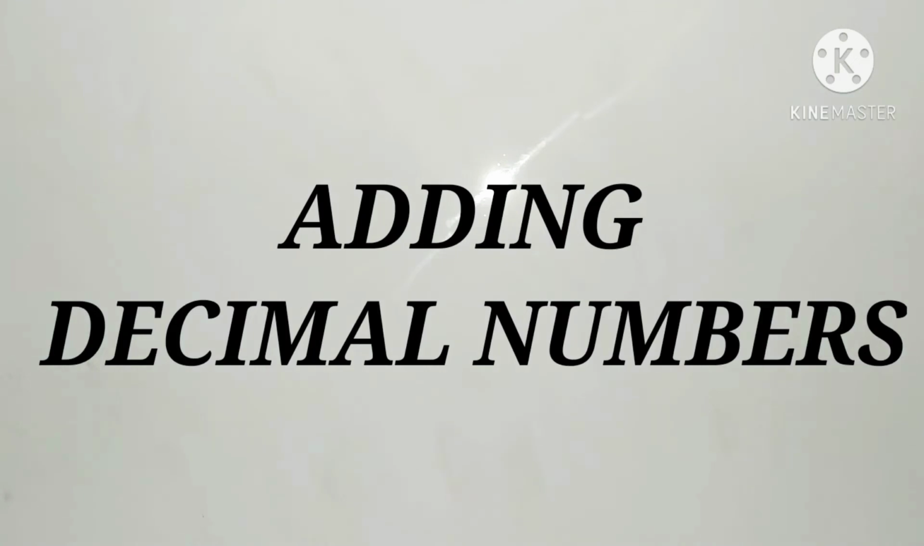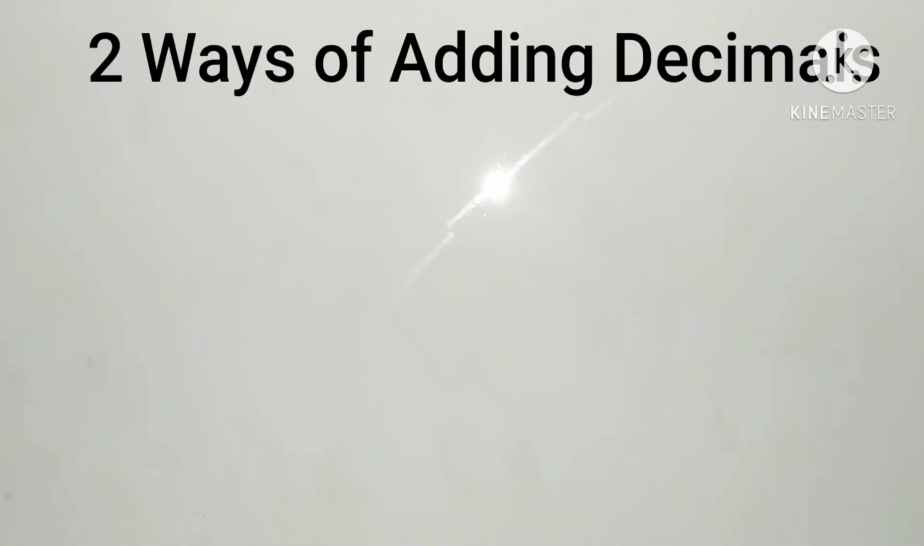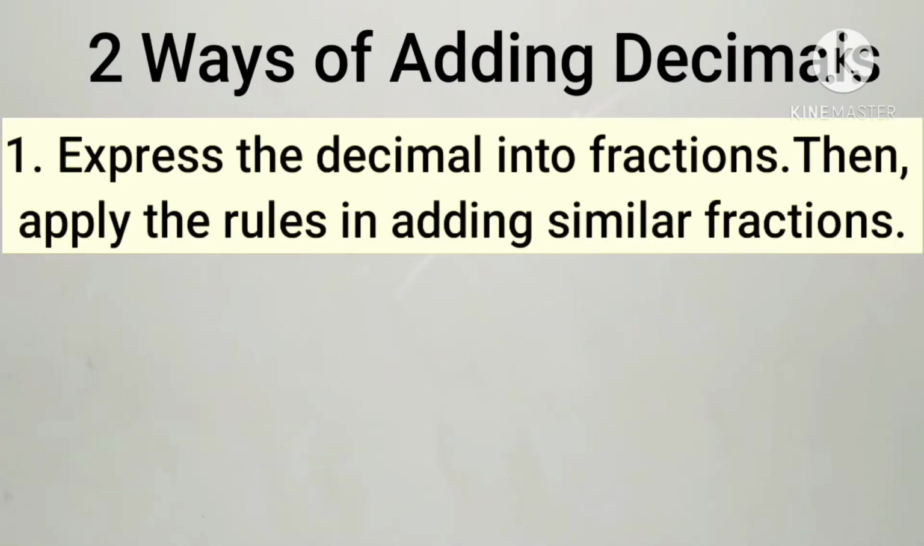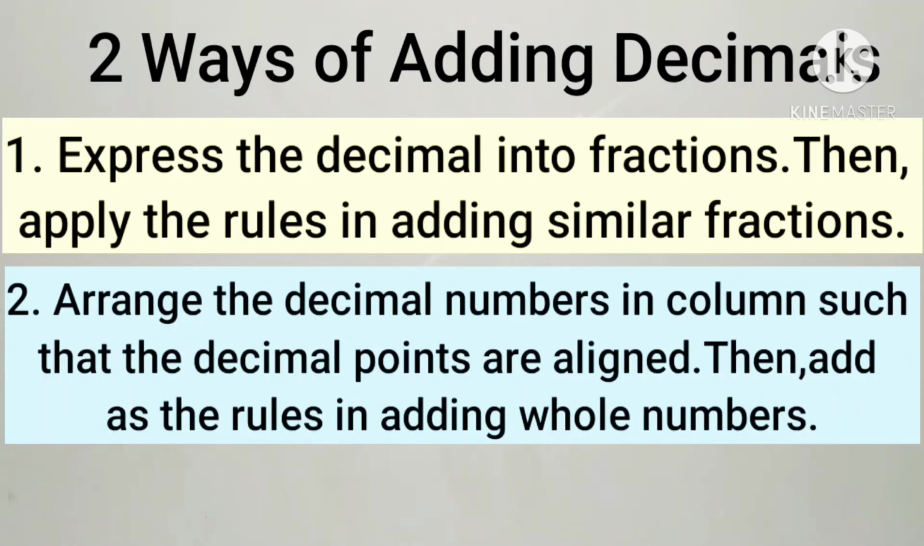Kanina, yung mga naging example ay puro fractions. This time naman, the decimal numbers. Paano nga ba mag-add ng decimal numbers with same signs and different sign? May dalawang way ng pag-add ng decimal numbers. The first way in adding decimal number is express the decimal number into fractions, then add by following the steps in adding similar fractions. Second way is arrange the decimal numbers in a column such that the decimal points are aligned, then add as with whole number.